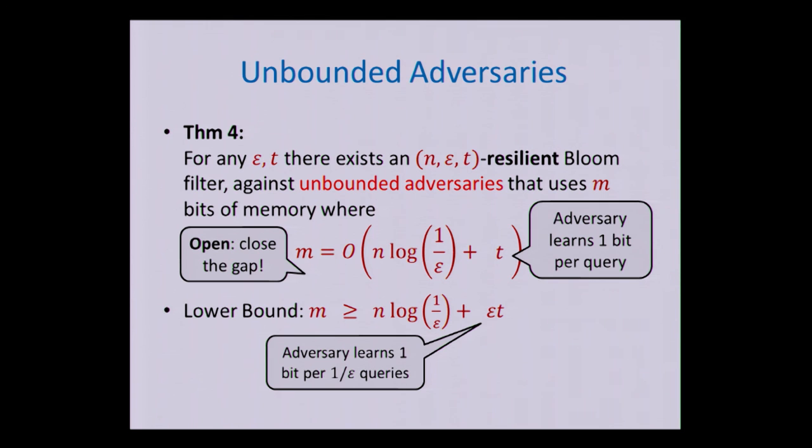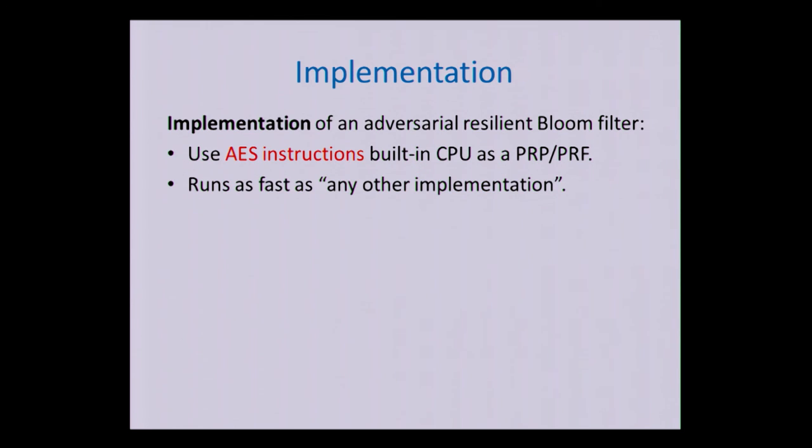The construction of this is very non-trivial, using a lot of interesting hash functions. And the last thing I want to say is about implementation. We gave a theoretical excuse for why we use pseudorandom permutations, since we showed that you have to use one-way functions or pseudorandom permutations. Nevertheless, we gave an implementation. This implementation uses AES instructions that are built into almost all modern CPUs. And what we get is an implementation of a Bloom filter that on one hand is secure, up to the security of AES, and on the other hand runs as fast as any other implementation that I could find on the internet.